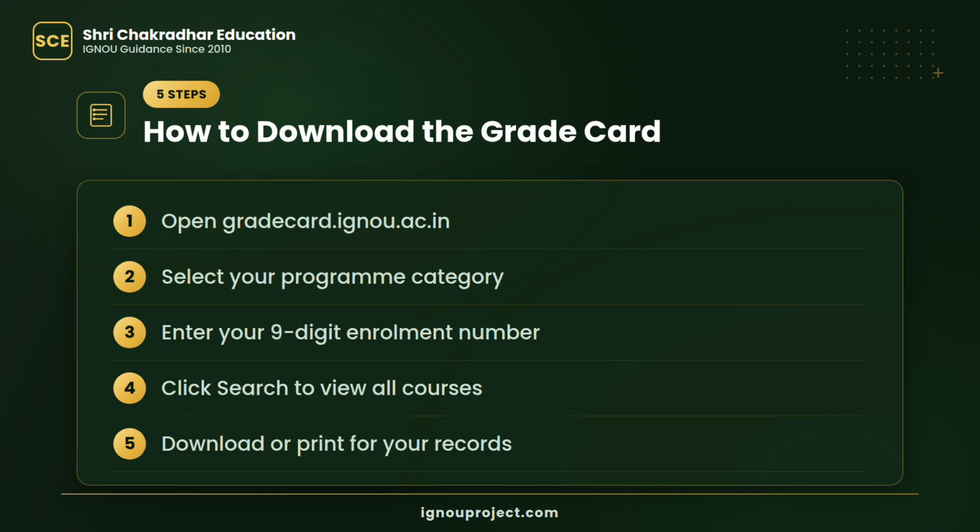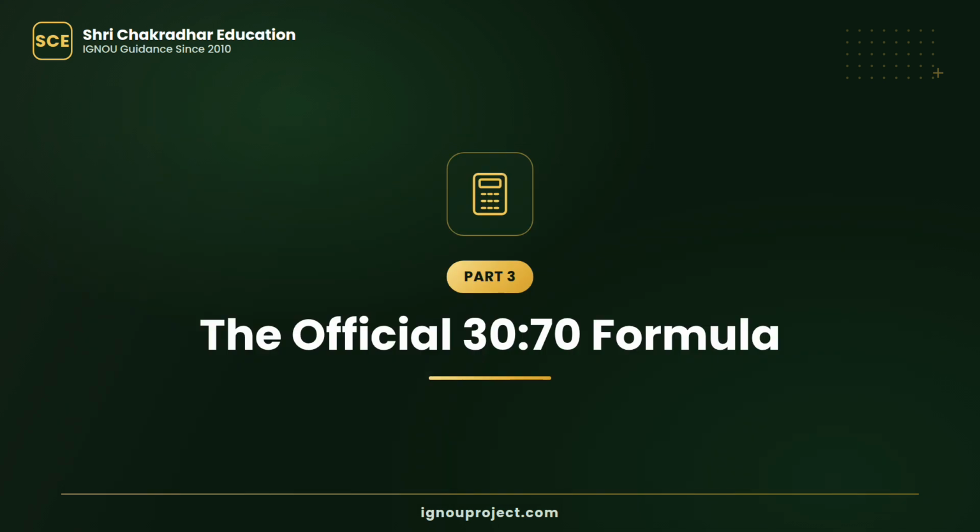1. Open gradecard.ignou.ac.in. 2. Select your program category. 3. Enter your 9-digit enrollment number. 4. Click search to view all your courses. 5. Download or print the page for your records.